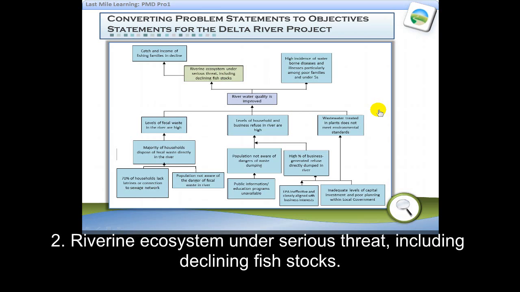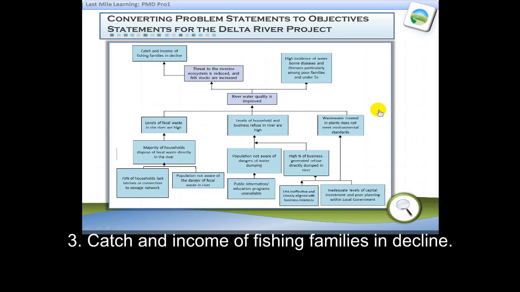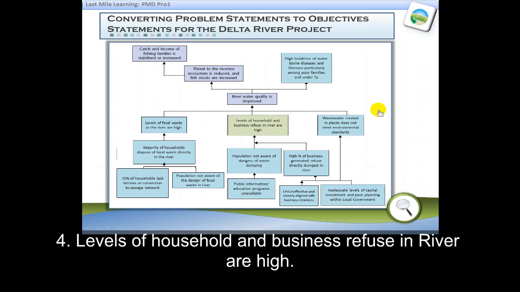The second one, riverine ecosystems under serious threat, including decline of fish stocks. The objective, threat to the riverine ecosystem is reduced and fish stocks are increased. Continuing to go up the effects, number 3, catch and income of fishing families in decline. The objective, catch and income of fishing families is stabilized or increased. Moving to the causes, levels of household and business refuse in the river are high.